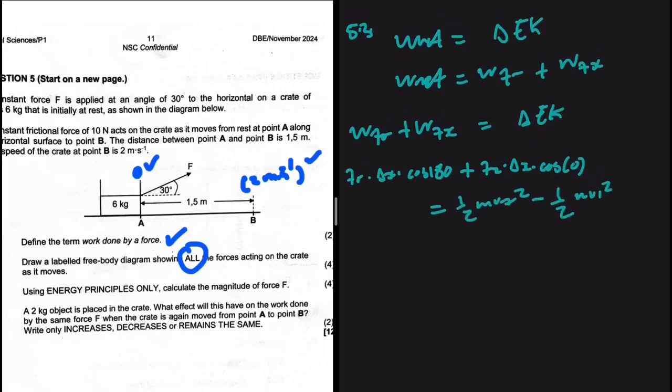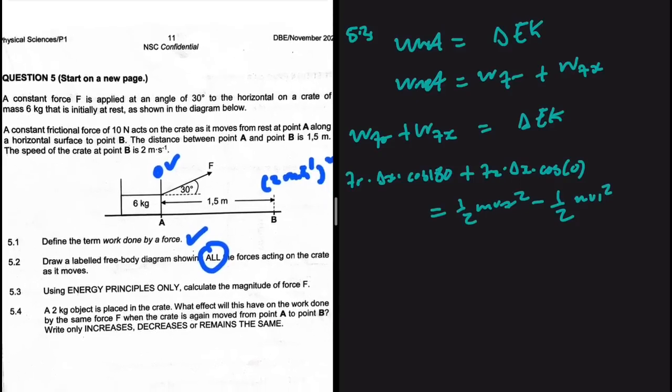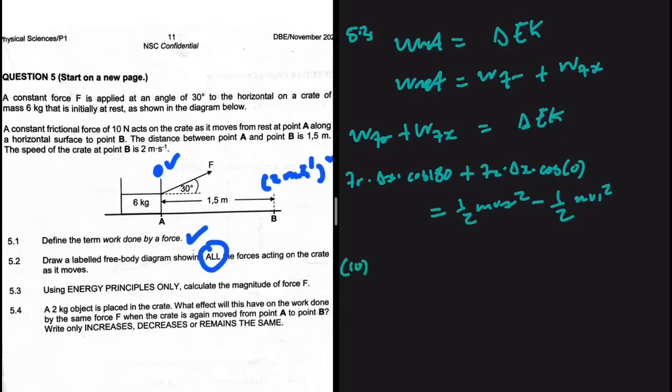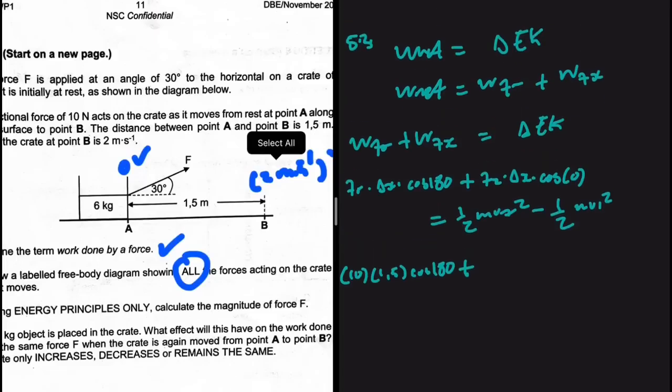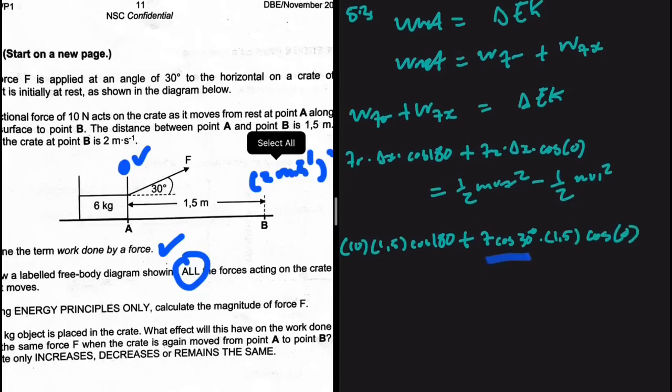So let's go ahead and substitute. Frictional force is constant at 10 newtons. So we have 10 multiplied by the displacement 1.5, cos of 180. Now let's come to the horizontal component of the force applied. Because it is a flat surface, it is going to be F cos of theta. So we have F, which is what we are looking for, and then cos of 30 degrees. This is the horizontal component of the applied force, multiplied by delta x, which is 1.5, and then cos of 0 because they're in the same direction.